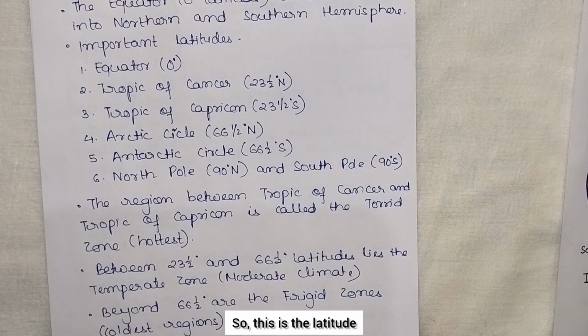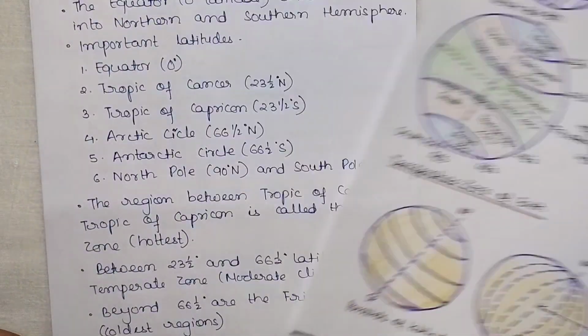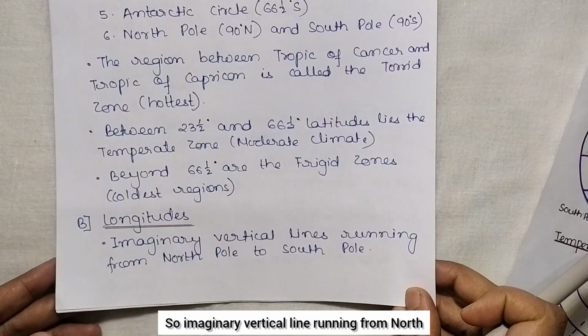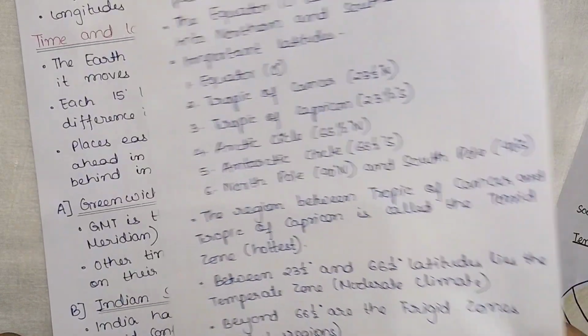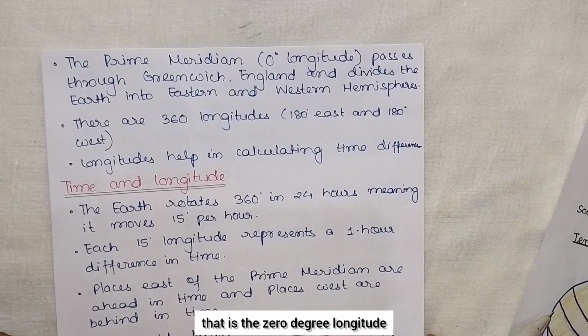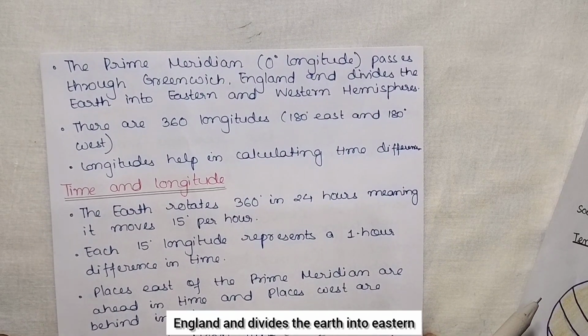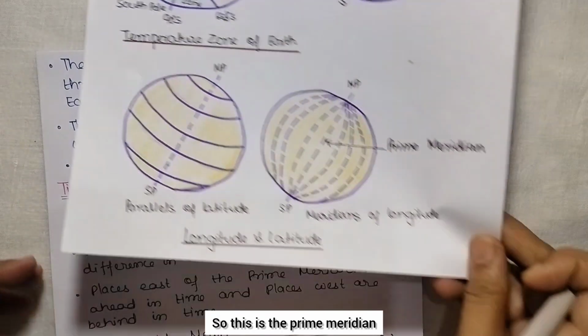So this is the latitude. Now what is longitude? This is the longitude, the vertical line. The imaginary vertical line running from North Pole to South Pole is called longitude. The prime meridian, that is the 0° longitude, passes through Greenwich, England, and divides the earth into eastern and western hemisphere. So this is the prime meridian.